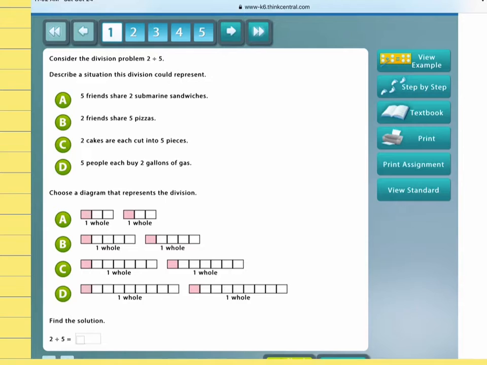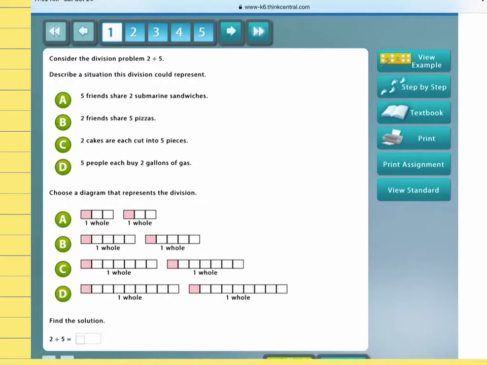In this lesson, we are going to be working on dividing whole numbers by either other whole numbers or fractions. Let's unpack this first problem. Consider the division problem 2 divided by 5.